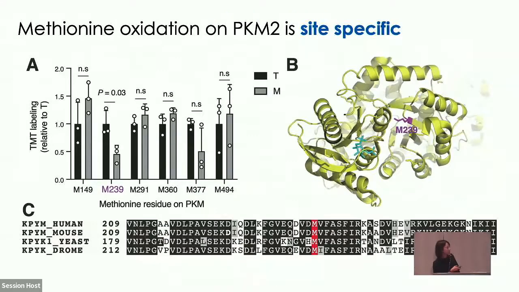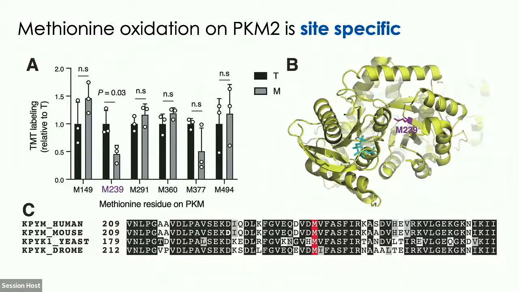In our mass spec experiment, we were able to identify 6 methionine-containing peptides that are reactive. But comparing the reactivity in tumor versus metastasis organoids, we found that only one single residue, methionine 239, exhibits a loss of reactivity, meaning it's oxidized in the metastatic setting. And this is where methionine 239 is located. As you can see, it's solvent accessible, and it's very close to the FBP binding pocket of PKM, which is an allosteric regulator. And we'll come back to this later on.